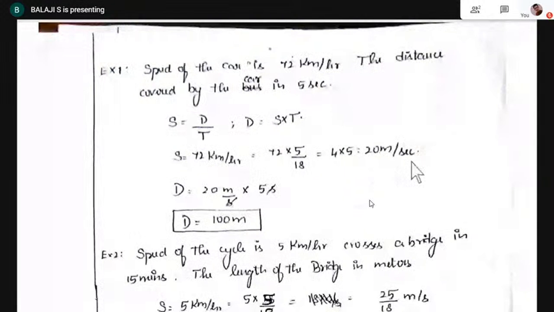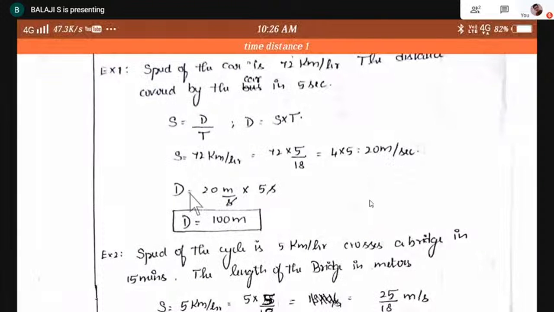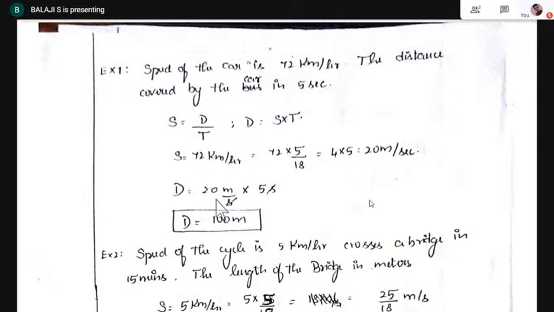Now the time, we have it in seconds. Now substitute here, distance equal to speed. Speed is what? 20 meter per second into what is the time? 5 seconds. Now if you cancel the second and second, you'll get 20 into 5, you'll get 100 meter. So simple, right? Okay, let's move on to another problem.